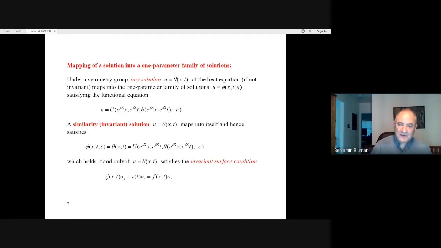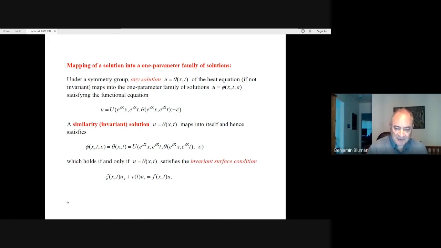Before I go on to that, I want to talk about a mapping of a solution into a one parameter family of solutions. Now, this formula was not given by Lie. So under a symmetry group, any solution, u equals theta of x and t of the heat equation, if not invariant, that means it does not go into itself, maps into the one parameter family of solutions, which I'll label u as phi of x, t, epsilon, which satisfies the functional equation indicated here. The u itself in that equation is phi of x, t and epsilon. That is a very complicated looking functional equation.